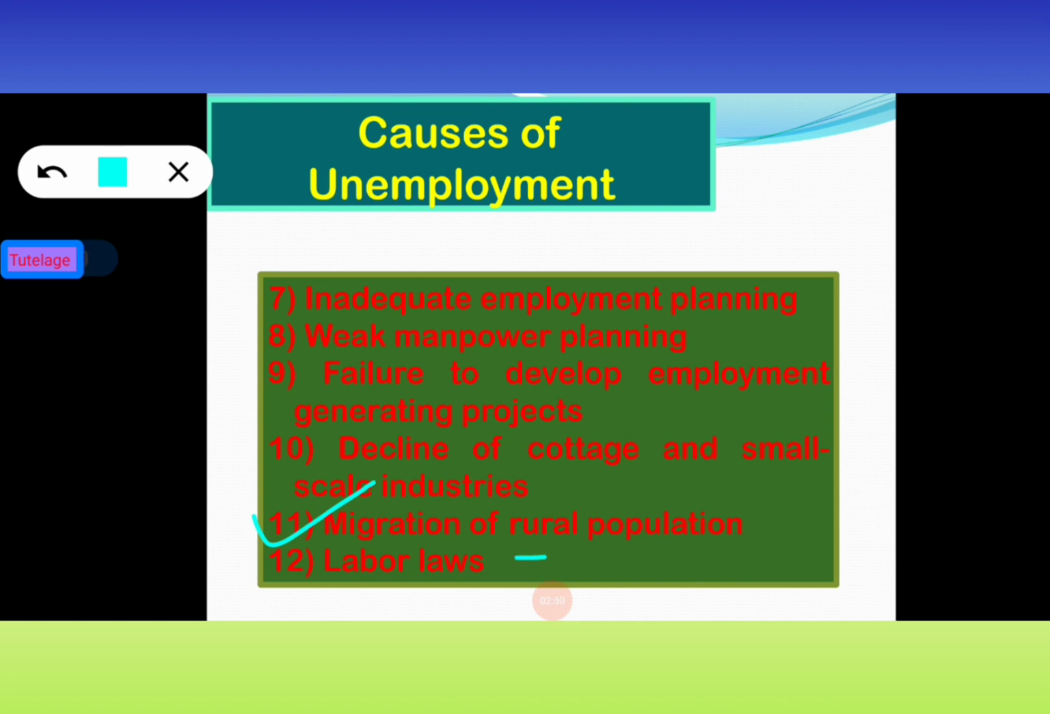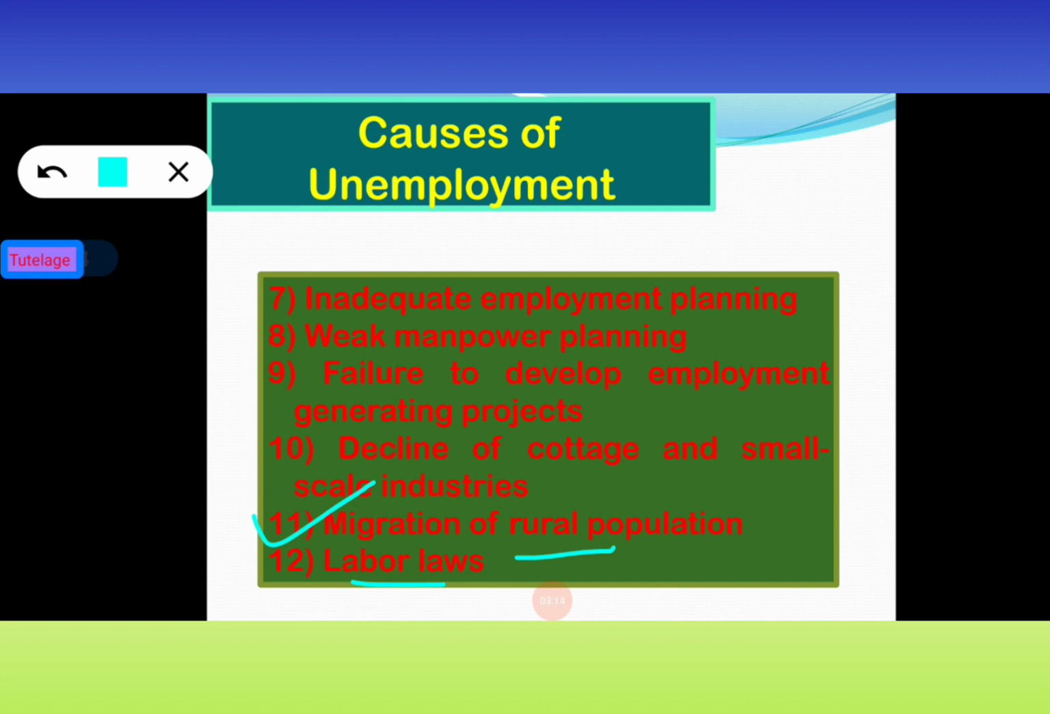And now going to the last point, that is labor law. The government has been protecting the existing workers from exploitation with the help of the Minimum Wages Act, Workers' Compensation Act, and other laws. And high wages have kept the demand for labor at a low level. So obviously, labor law is one of the most important causes of unemployment also.